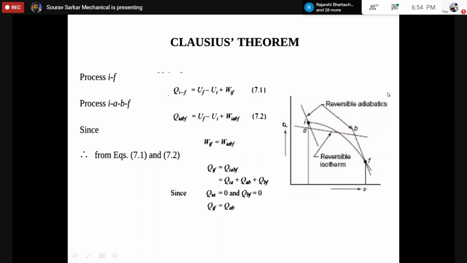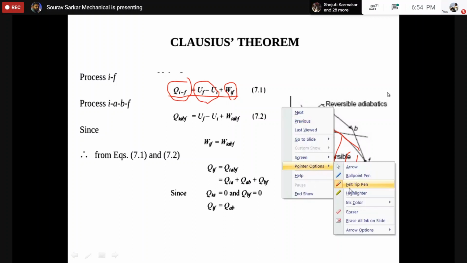So initially this is my QIF. If I consider this process, during this process I supplied some amount of heat. Due to this there is a change of internal energy and there is a work done. So what is this work done? Work done is basically this area under the diagram. Is it true? This is the area under this diagram, because I know that work is a path function and U and F are point functions. So this one is understandable.